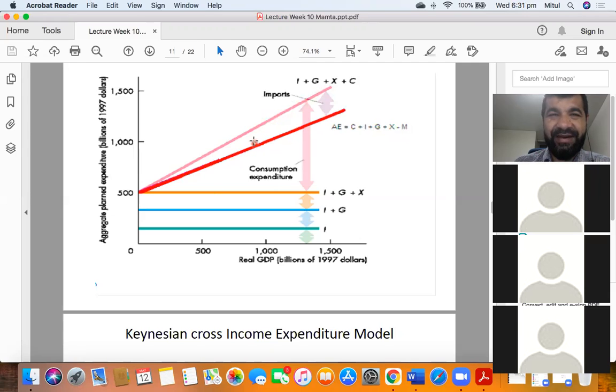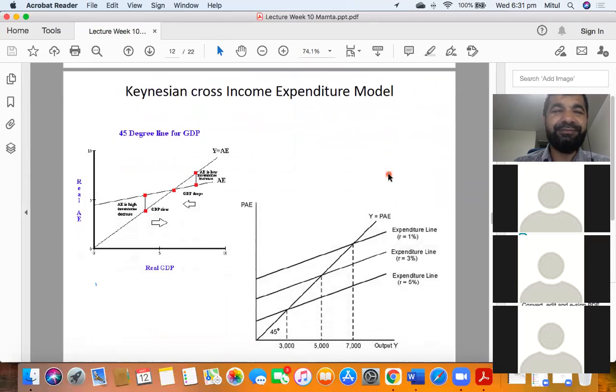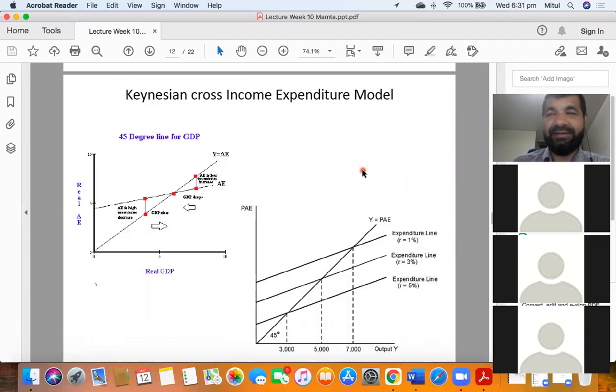But since it's added up, because it started from the top of this, this is your I plus G plus X plus C. So you can say from here to here, the whole thing is your C, consumption expenditure. And this much is your I actually pushed down. So import is not a good thing for any country. Okay, import is not good. All right.